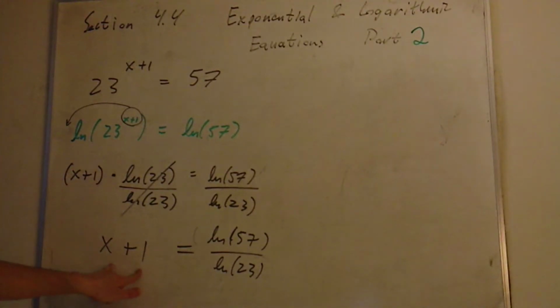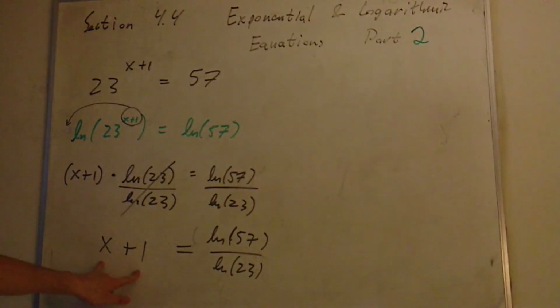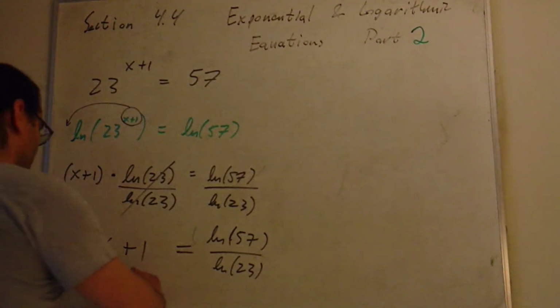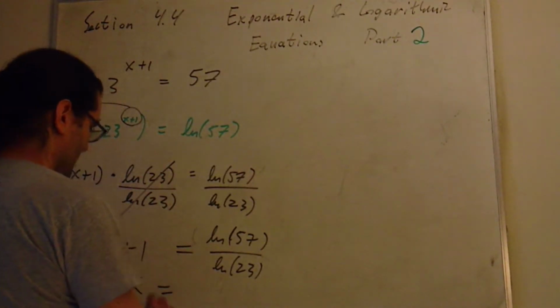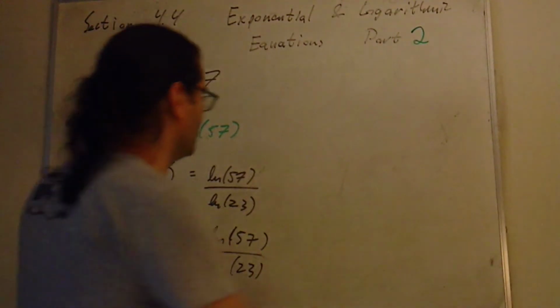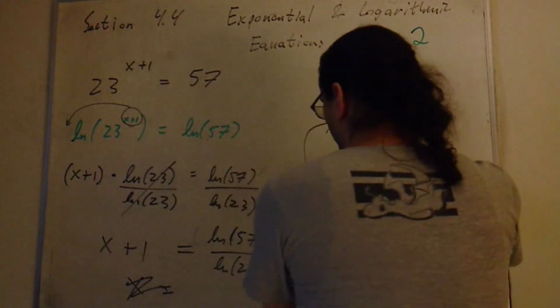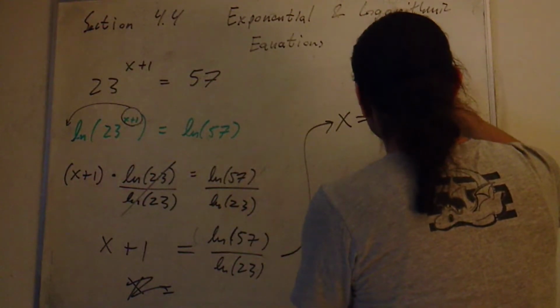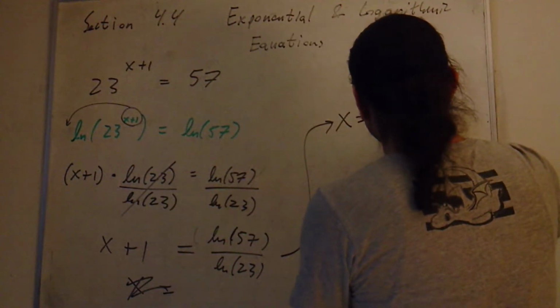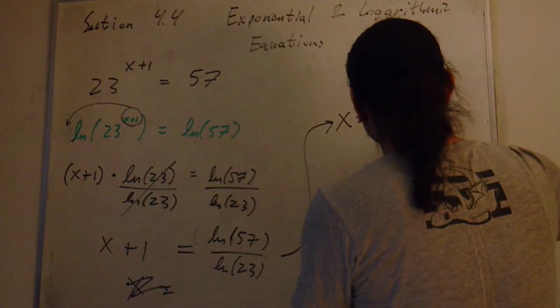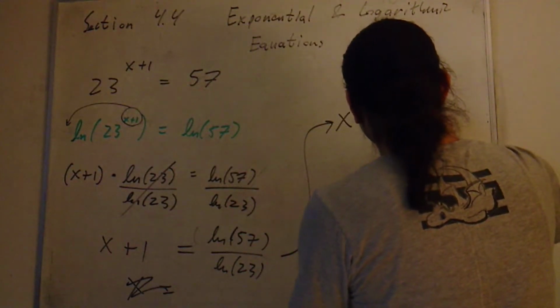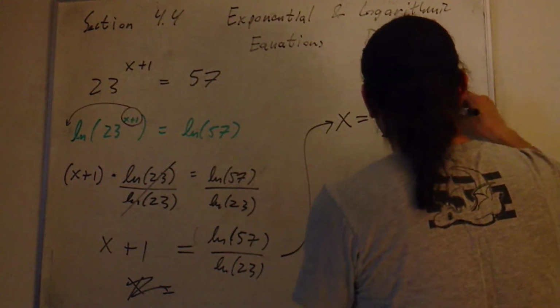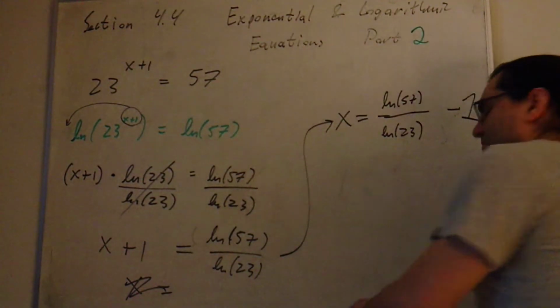But the good news is we're only one step away from isolating x and getting this thing solved. We just have to subtract 1 from both sides, and I do not have enough room to do that down here, so we'll come over here for it. X equals ln 57 over ln 23 minus 1.